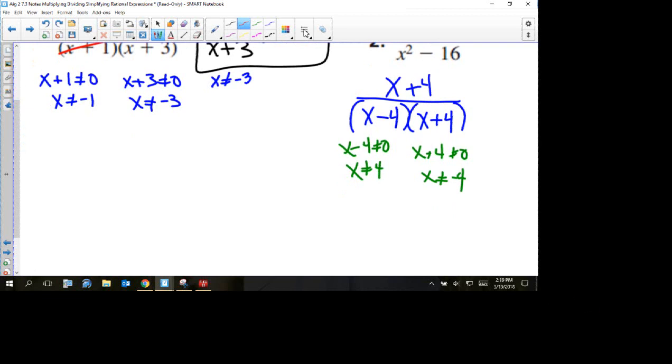Charlotte, what's next? Cancel out my x plus 4s. Can you tell me what I would have left over? So on top, when I cancel out that whole x plus 4, there is actually a 1 multiplied anytime that you cancel everything out. So we do have just the x minus 4 in the denominator.